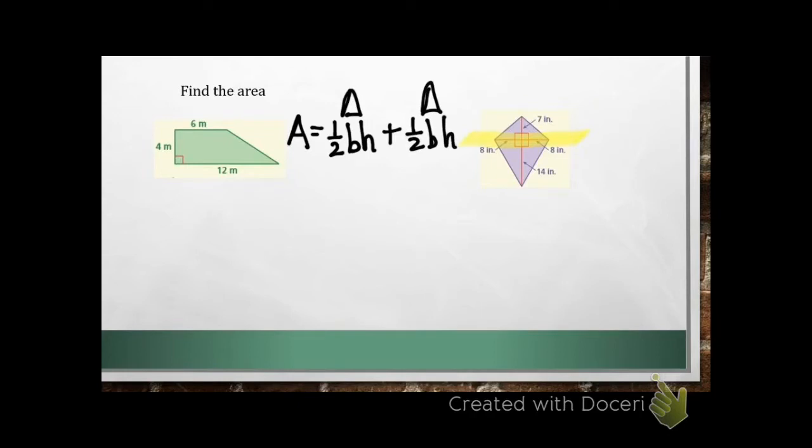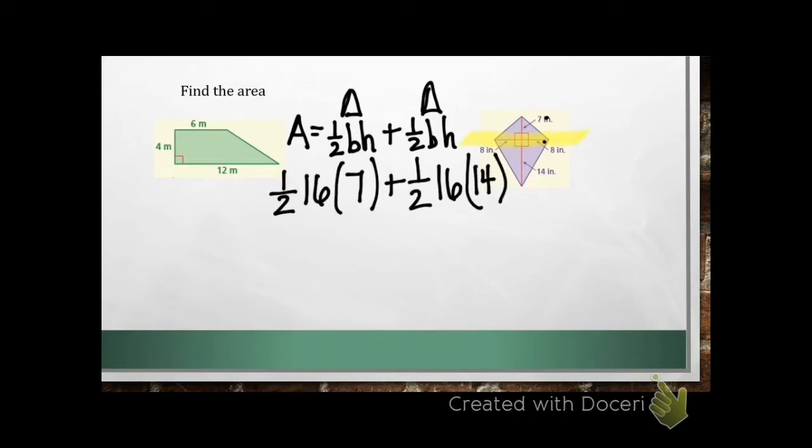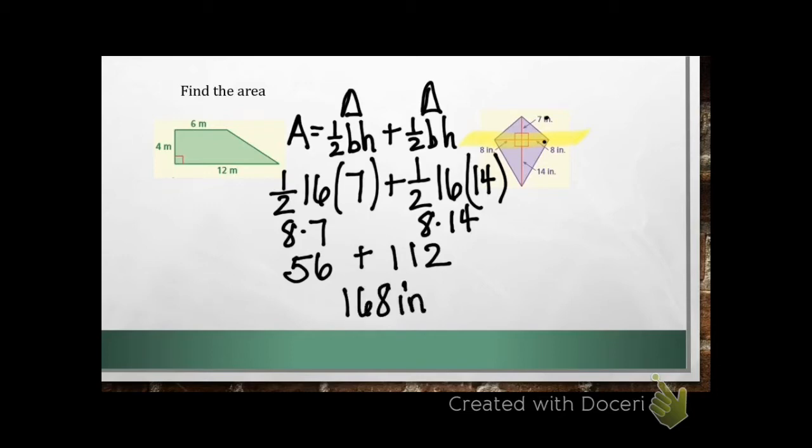For this first one, I've got 1/2 times my base. They put half of it on this side and half on the other, so I'm just going to combine them. Remember your base, so 8 plus 8 is 16, times my height. We're going to do the smaller triangle first. My height is 7 inches. Plus, I have 1/2 times my base, which is still 16, times my height of my larger triangle, which is 14. So 1/2 of 16 is 8, and 8 times 7 is 56. Plus, half of 16, again, is 8, and 8 times 14 is 112. When I add those two together, I'm going to get 168 inches squared.